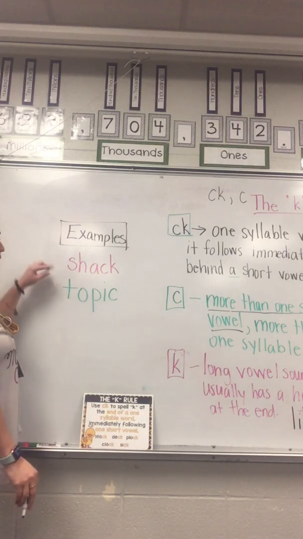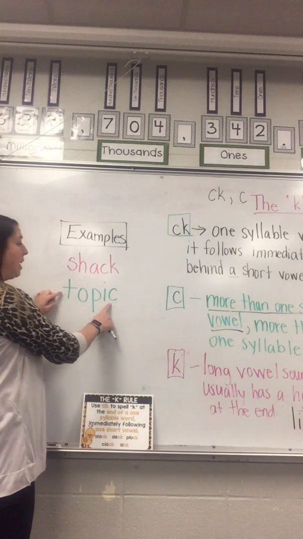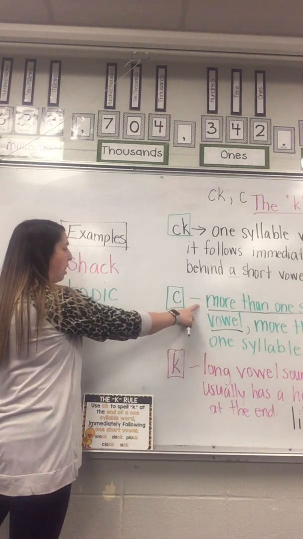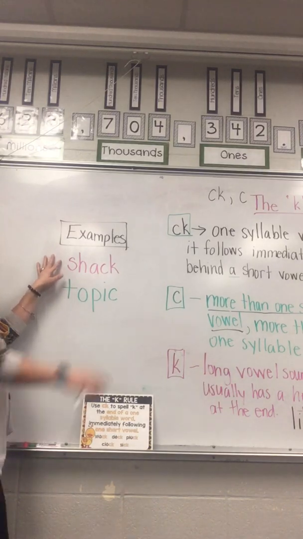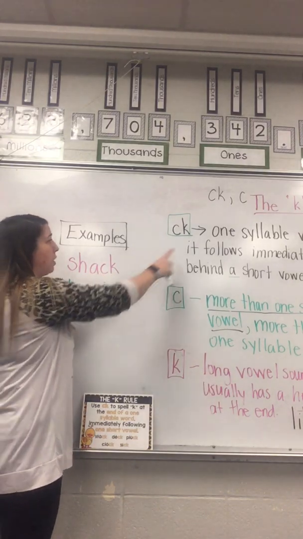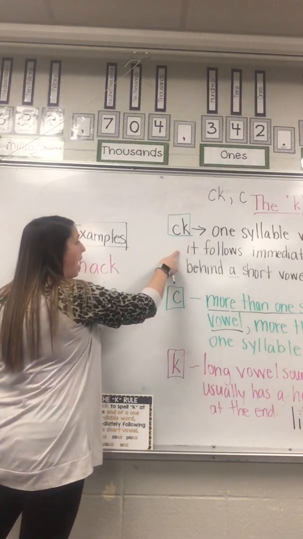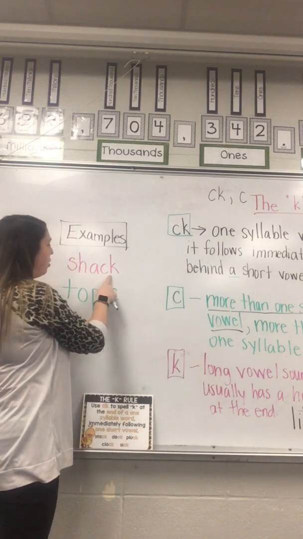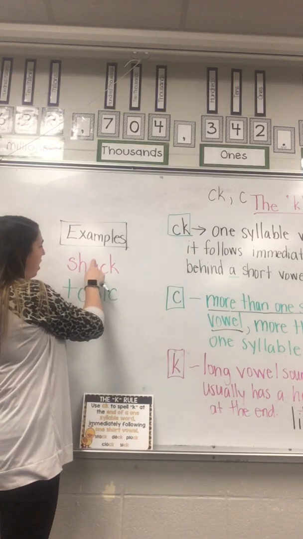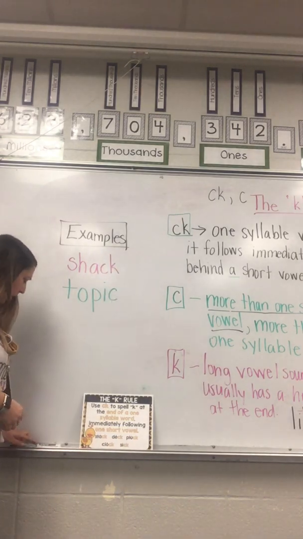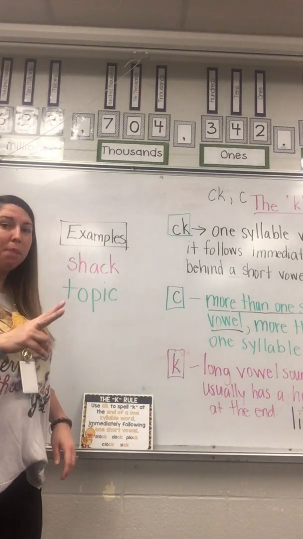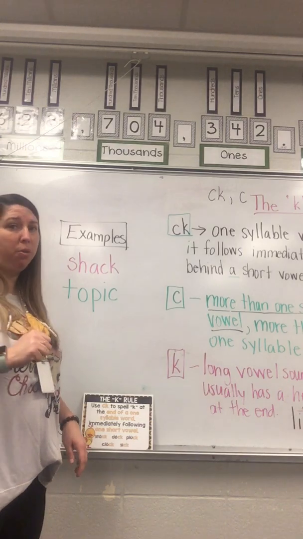Okay, so on topic I use the C because it has more than one short vowel and it has more than one syllable. On shack, I use CK because it was a one syllable word and it follows immediately behind that short vowel. See, here's my short vowel and that CK immediately follows it. Okay, let's do 2 more examples and then you're going to do some more on your own.